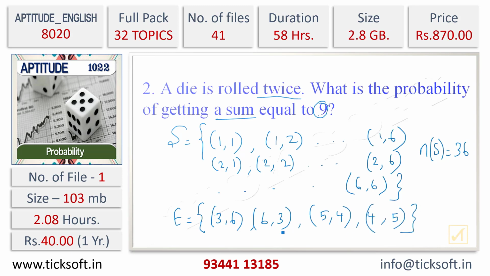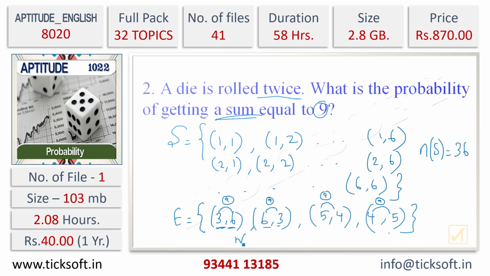Because here only we have the sum of the two values as 9, because 3 plus 6 will be equal to 9, and 6 plus 3 will be equal to 9, and similarly 5 plus 4 is 9 and 4 plus 5 is 9. So hence we get the required favorable outcomes, because we need to find out the probability of getting a sum equal to 9. So we have to choose the required elements from this sample space such that their sum is equal to 9.